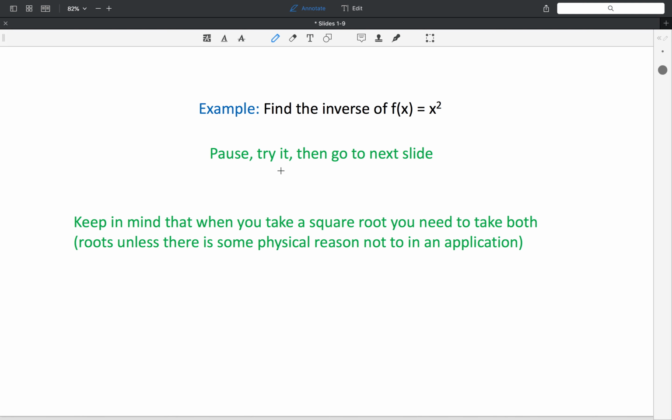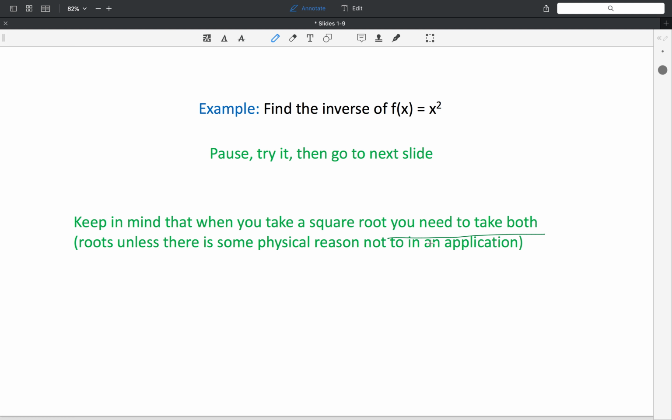We don't know if it's a function or not. Well, actually, we do. We've done this before. But I want you to go through the algebra. Try it, then go to the next slide. And just keep reminding you that you need to take both square roots, unless there's some physical reason not to in an application. But this isn't an application, so that doesn't apply.